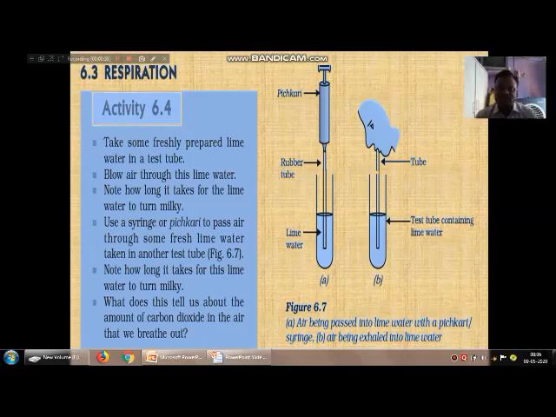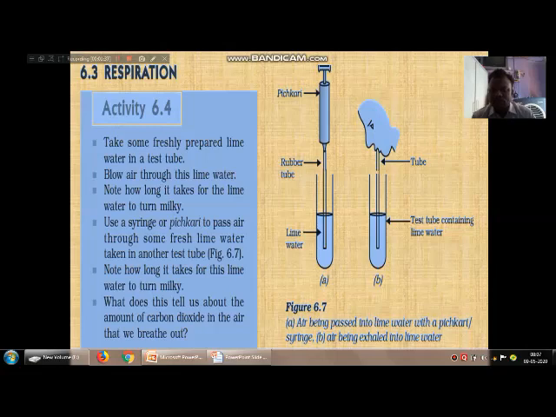Lime water generally contains calcium oxide. So whenever you are applying air containing carbon dioxide, it reacts with the calcium oxide and converts it into calcium carbonate. Calcium carbonate is a milky white precipitate. Similarly, in another test tube, you are blowing the air. Whenever you blow the air, it also converts lime water into a milky white precipitate. That means your blown air contains carbon dioxide. As a result, that lime water converted into a milky white precipitate.